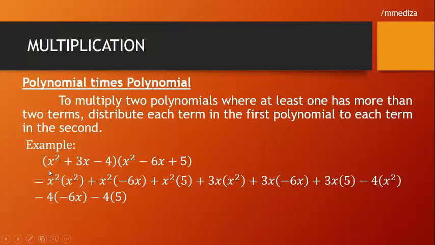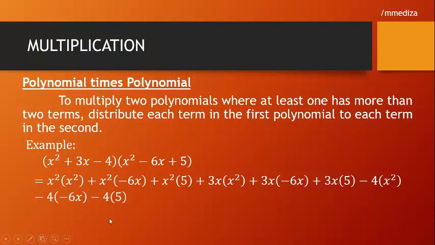So that will be x squared times x squared plus x squared times negative 6x plus x squared times 5, then 3x times x squared, 3x times negative 6x, 3x times 5, and negative 4 times x squared, negative 4 times negative 6x, negative 4 times 5.